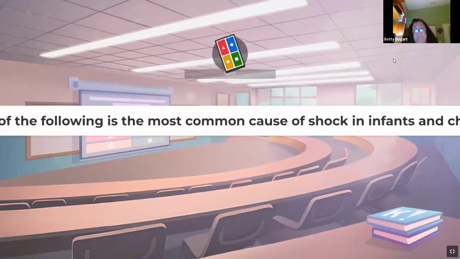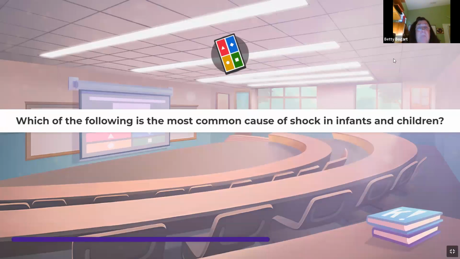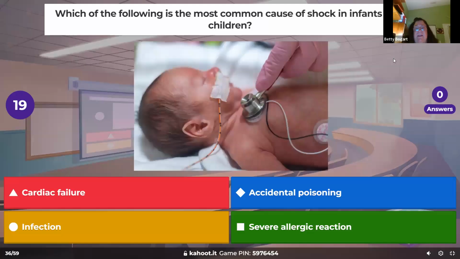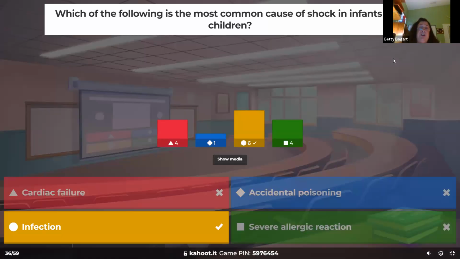It does nothing. Which of the following is the most common cause of shock in infants and children? You think about children and you say that infants have no immune system. So the biggest thing is infection. The body doesn't know how to handle it. So whenever you're talking about shock, think sepsis, infection, absolutely with children.